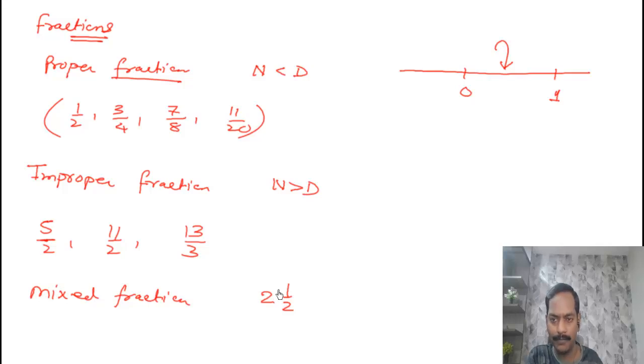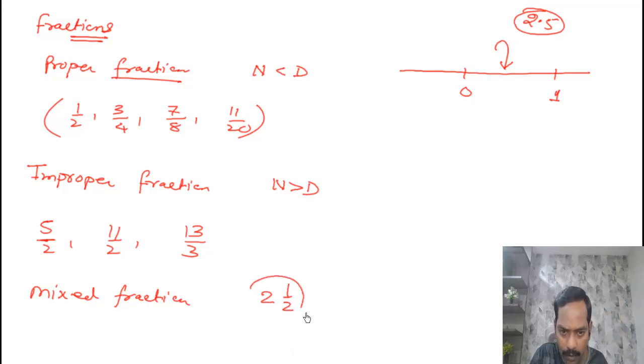In decimal format, we'll deal with decimals in detail later, this is also known as 2.5. So both are the same. They are being represented differently. This is a decimal representation. This is a mixed fraction representation. So 2.5 is written like this. Correct? Now, what is the actual meaning of this?